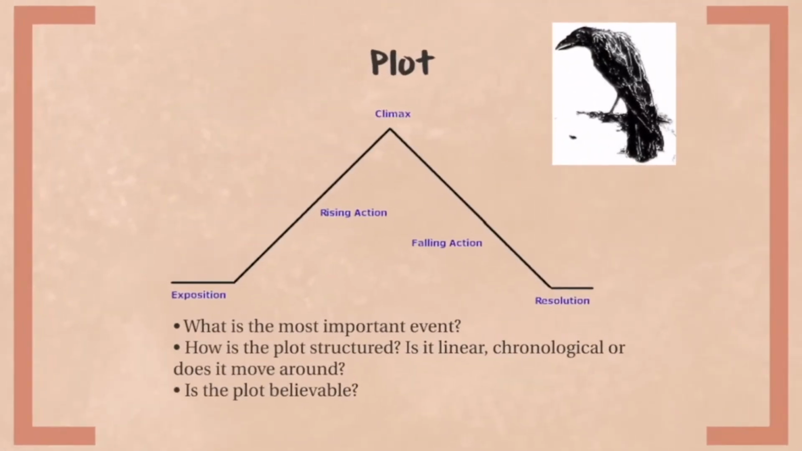The plot is like the structure of the story. Exposition, rising action, climax, falling action, and the resolution are the pillars on which the story is built. Usually, in a short story, you will find only one scene or an event which impacts the protagonist in some way. Is the plot linear, chronological, or does it change? These questions should help you with understanding the story.